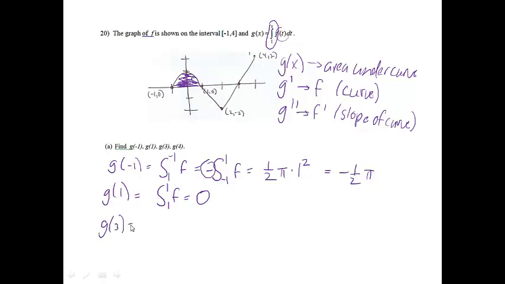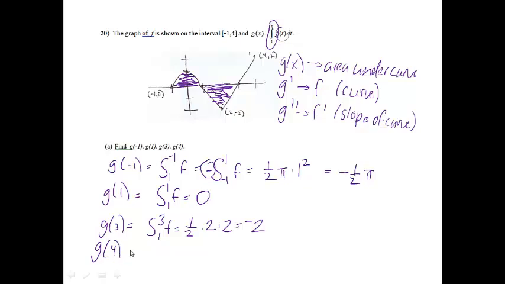Okay, g of 3 is the area under the curve from 1 to 3 of f. So if I'm looking at the area under the curve from 1 to 3, it's this part right here, which is a triangle. Area of a triangle is 1/2 times the base. The base of that triangle is 2, times the height. The height of that triangle is also 2. 1/2 times 2 times 2 is 2. The area is all underneath the x-axis, so this integral will actually be negative.